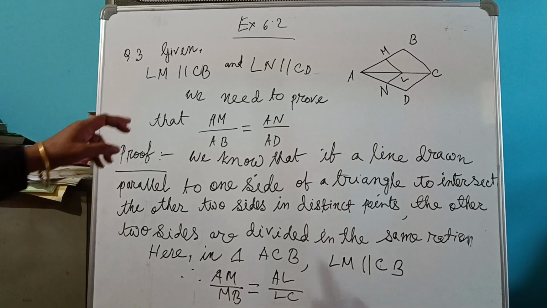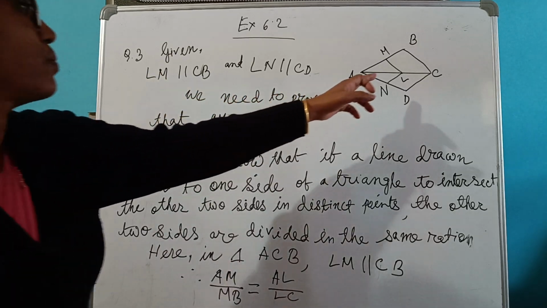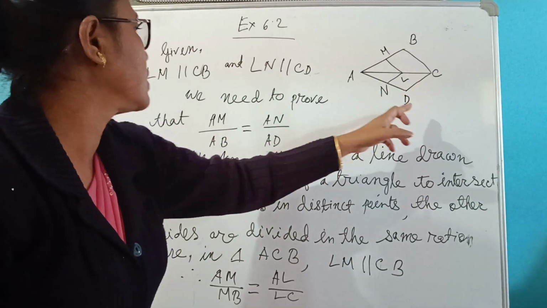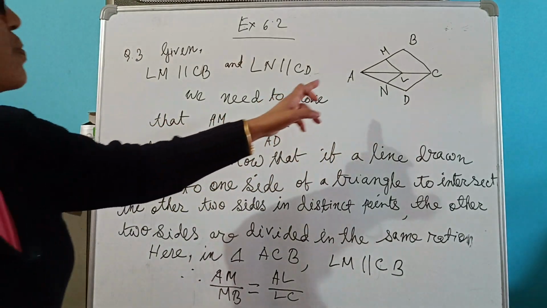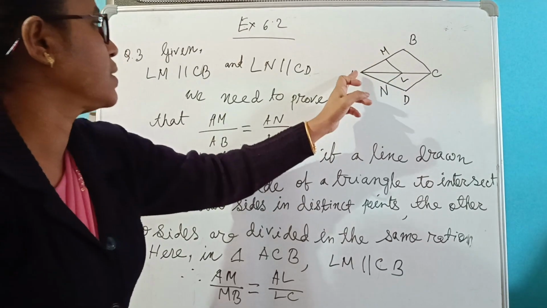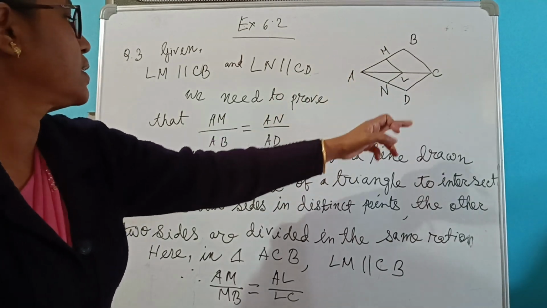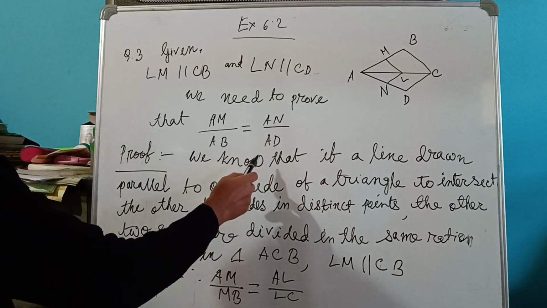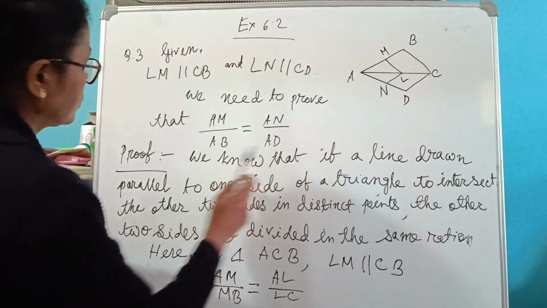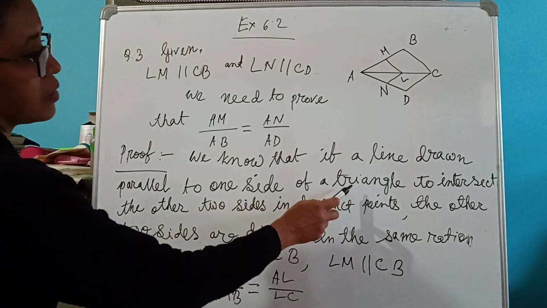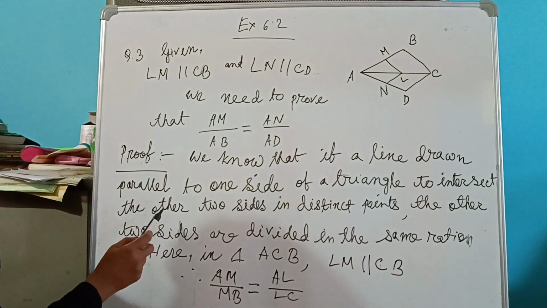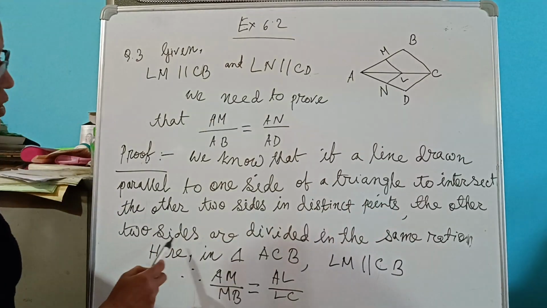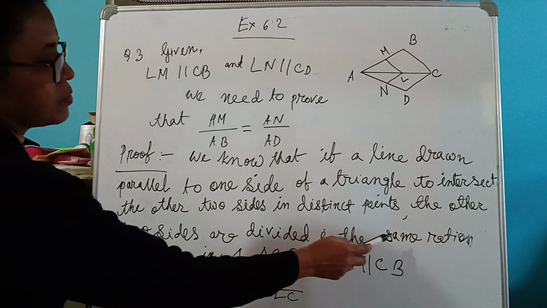Students, write down given. What is given here? LM parallel to CB and LN parallel to CD. We need to prove that AM by AB is equal to AN by AD. According to theorem 1, you write that theorem. We know that if a line drawn parallel to one side of a triangle to intersect the other two sides in distinct points, the other two sides are divided in the same ratio.